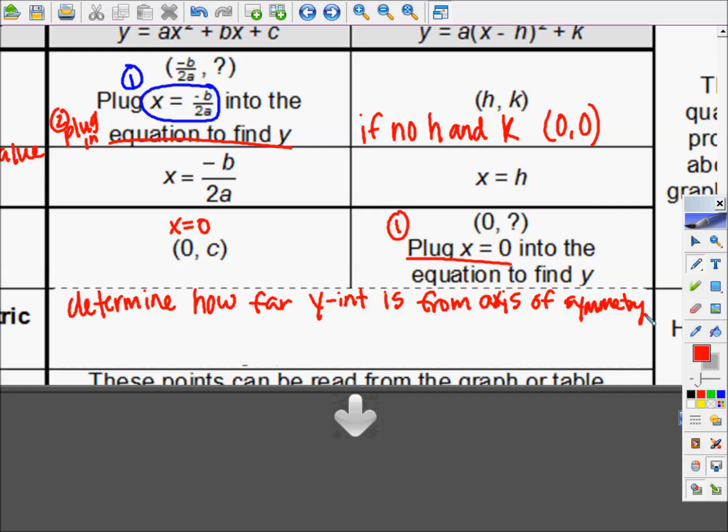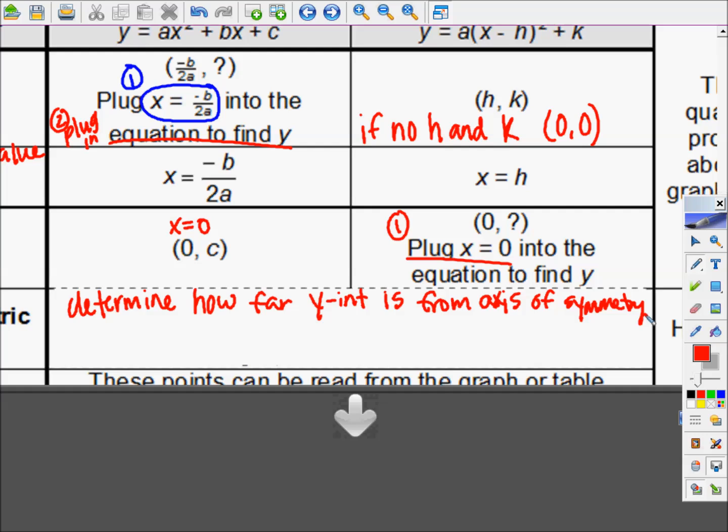Okay, so first you need to determine how far the y-intercept is from the axis of symmetry. So if my intercept is at 0, 2, but my axis of symmetry is at 3, how far is 0 from 3? 3! We're going back to first grade. I said, how far is 0 from 3?